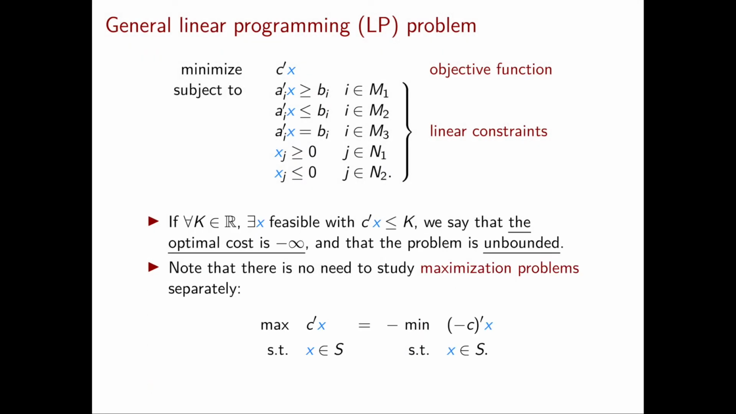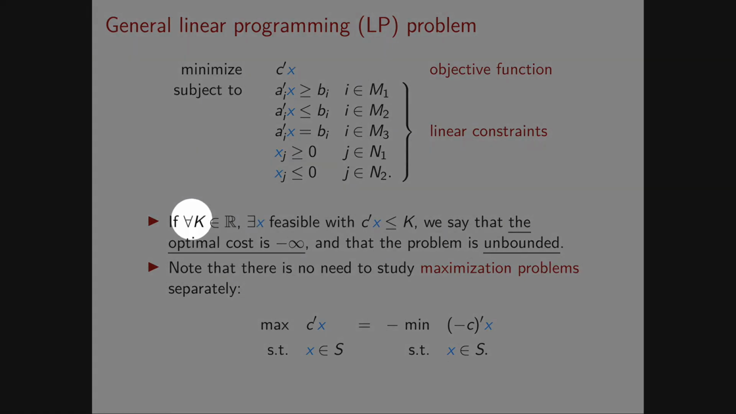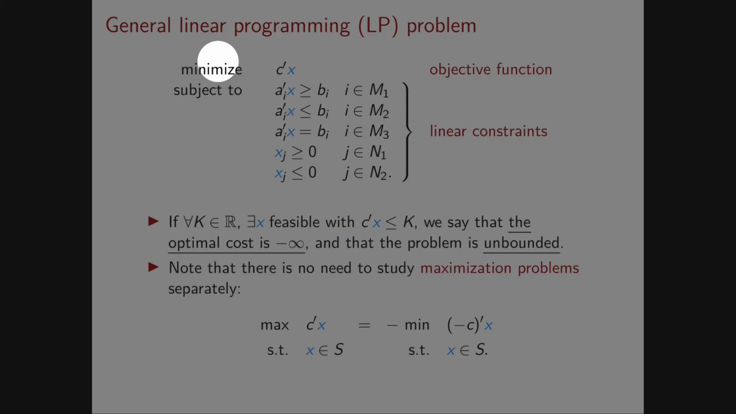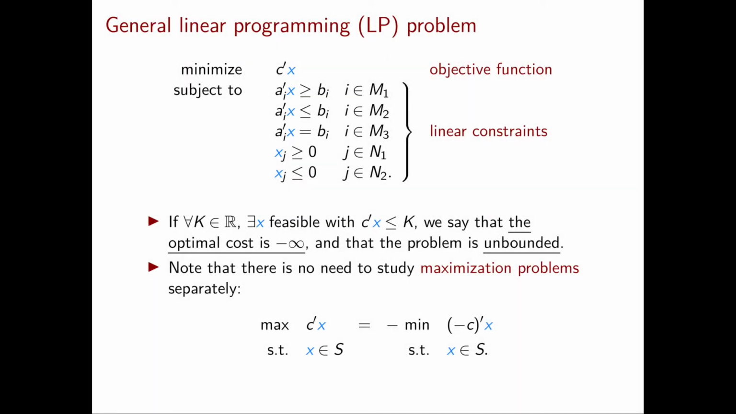Another case when an optimal solution doesn't exist is when we can find feasible solutions of arbitrarily low cost. Formally, this means that for every value k in R, there exists a feasible solution x with c transpose x less than or equal to k. If this happens, we say that the optimal cost is minus infinity or that the problem is unbounded. One question that you might have at this point is why, in a general linear programming problem, we're minimizing our objective function. What if instead we want to maximize an objective function?